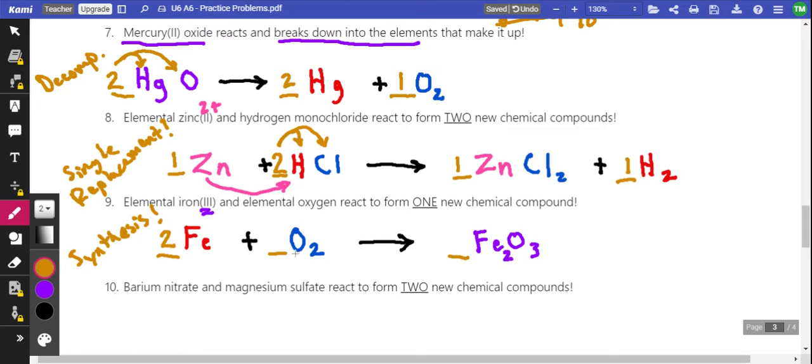Let's see. I've got 2 O's on the left, 3 O's on the right. Okay, well, I can't really say like 1.5 O2s. That doesn't make any sense. So if I get stuck in a place like this where I have kind of a weird odd number that won't work itself out, I'm just going to double everything that I have and see if I can fix it from there.